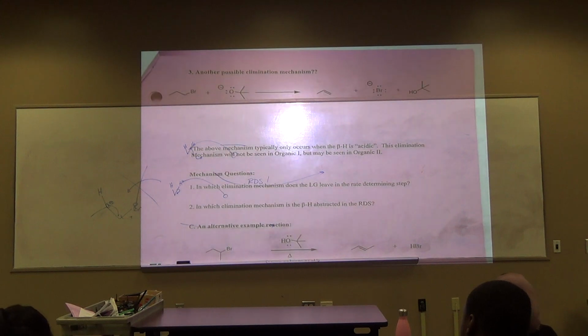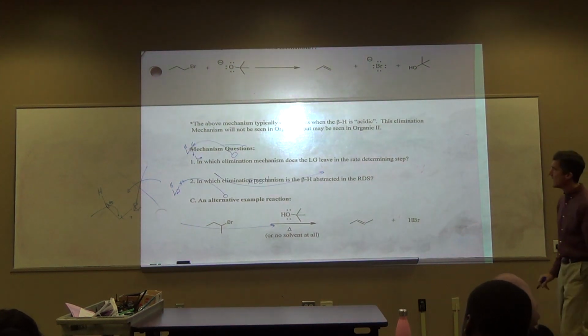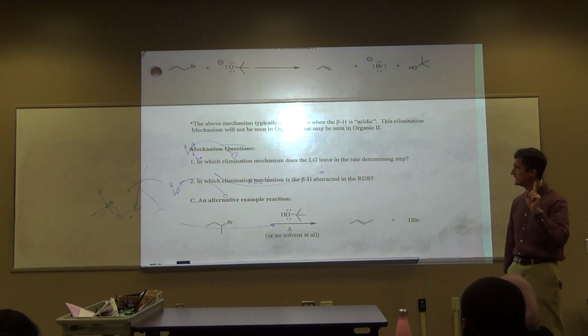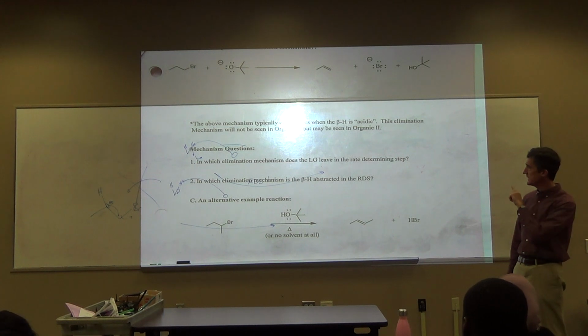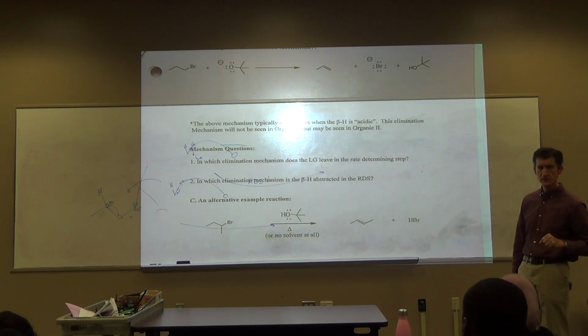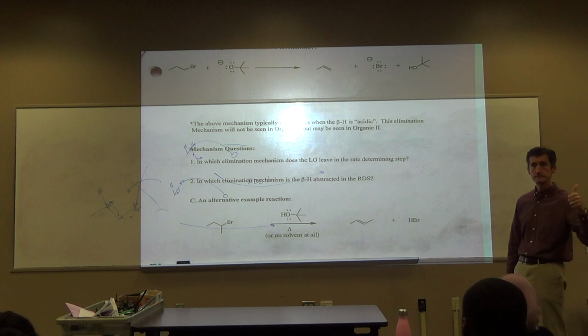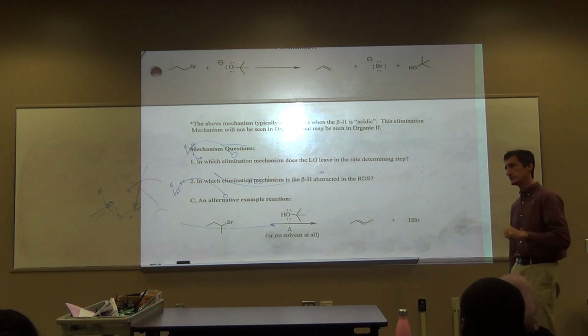Okay, mechanistic questions. This should be pretty easy when they've already been asked. In which elimination mechanism does the leaving group leave in the rate determining step? Real quick. E1 or E2? Both. In which does the leaving group leave in the rate determining step? Both. Both, yes, good answer.